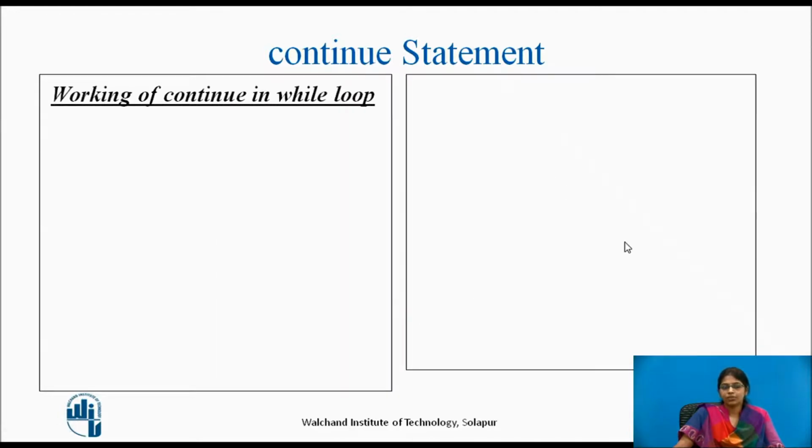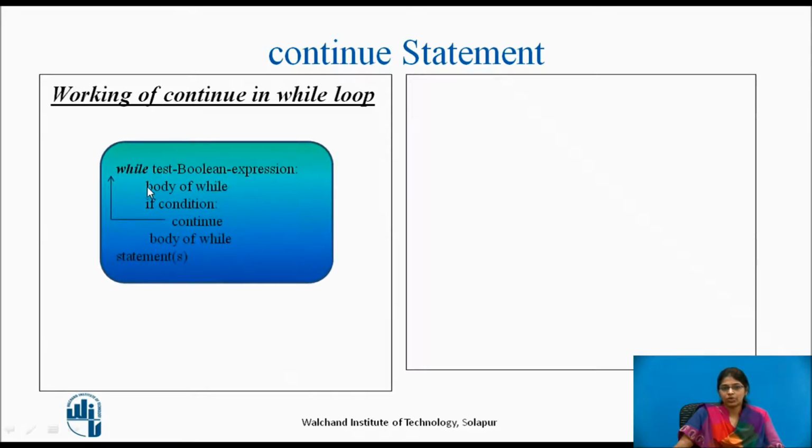Let us see the working of continue in a while loop. So this is a while loop. Here the while is associated with a Boolean expression. If the condition is true, then the body of the while loop is executed. In the decision control statement, we are using a continue statement. If the condition comes out to be true, then the continue statement is executed. When the continue statement is executed, it will go to the beginning of the loop and test for the next condition.